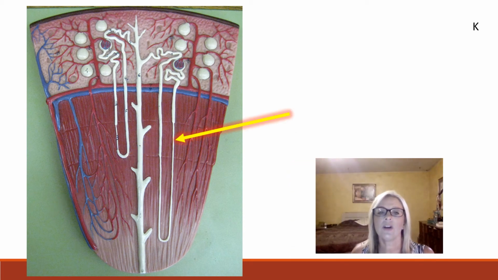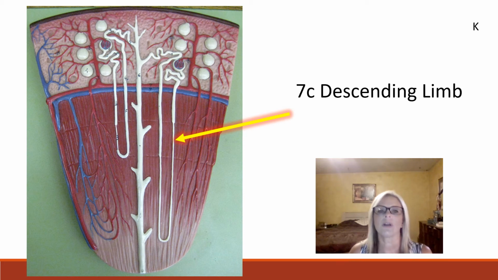All right, and so here we have the descending limb. The descending limb, I'm trying to get your word to come up there for you. This one has a low permeability to ions and urea and a high permeability to water. And you can notice, remember the ascending limb had the longer, thicker section. The thicker section is a little bit shorter on the descending limb.